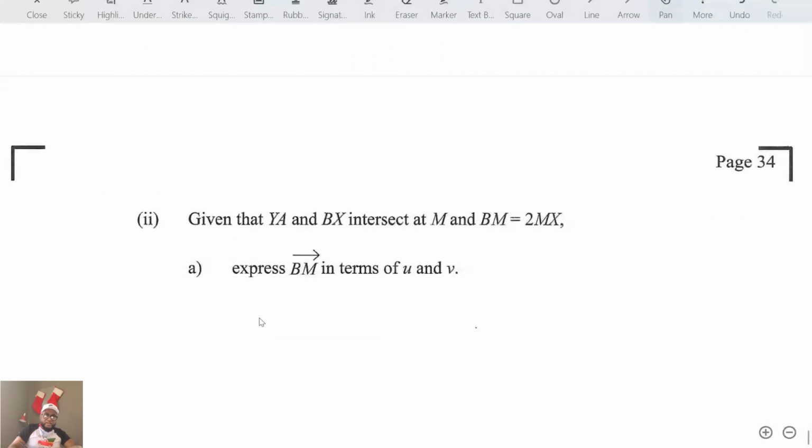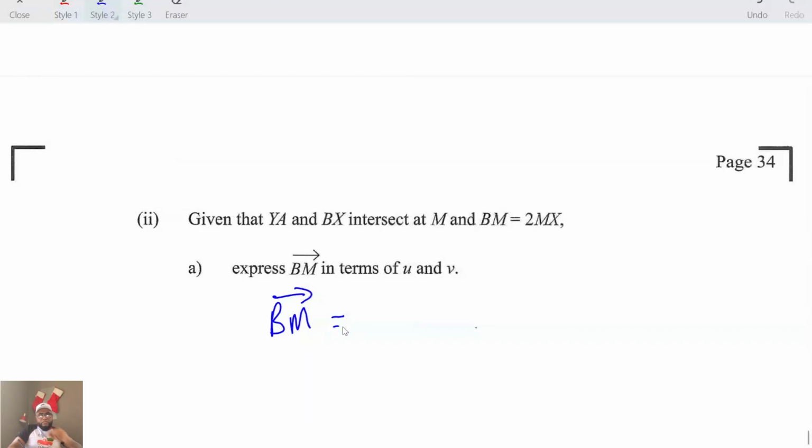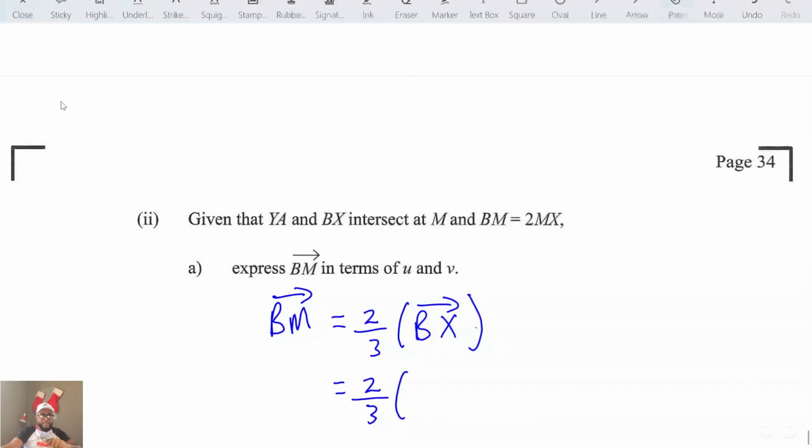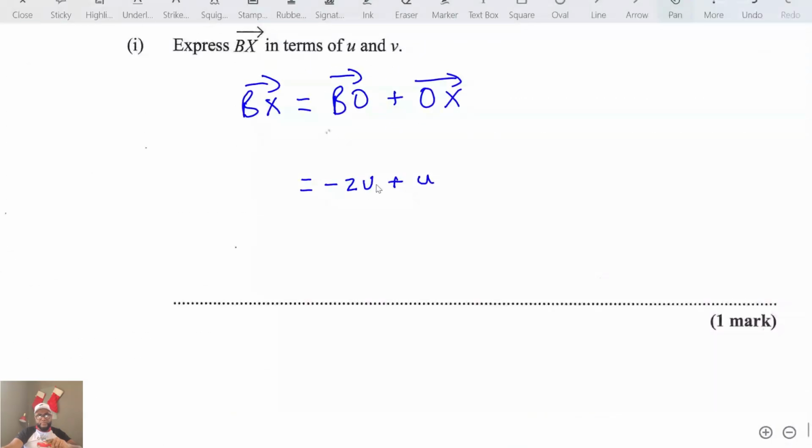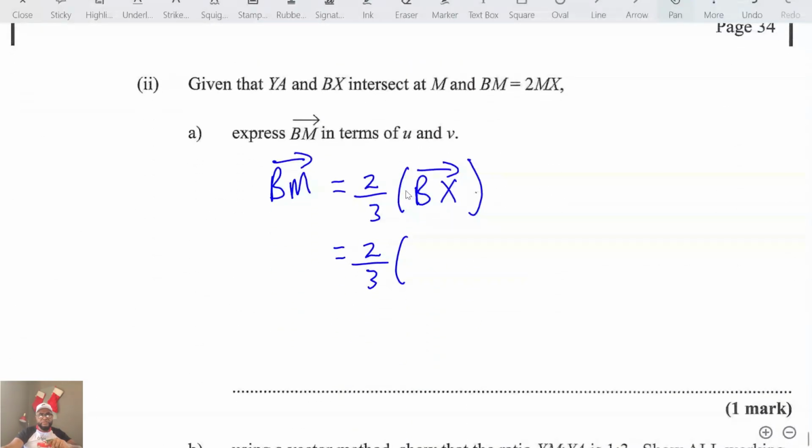So watch it. BM will simply be equal to 2/3 of whatever BX is. I'll put BX here. 2/3 of BX, and what is BX, scrolling up? Negative 2V plus U. So 2/3 of negative 2V plus U. Now, they did not say in its simplest form, so we don't need to simplify this. I can leave it just so.